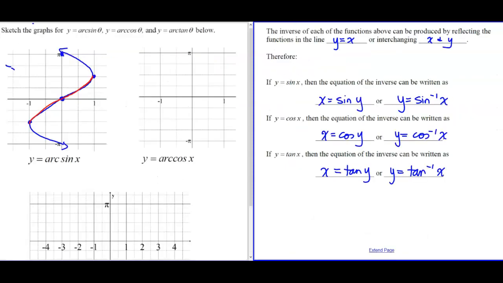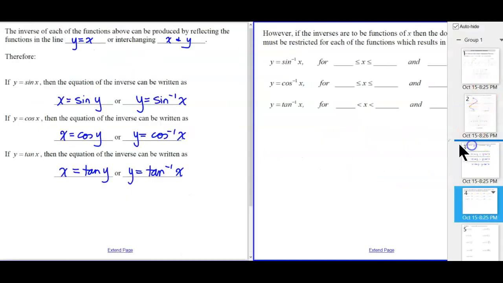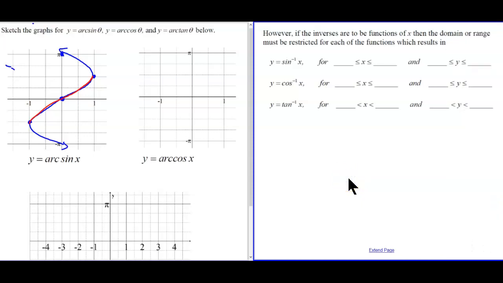So I think it's in my next screen here. Okay, let me just move this. Just give me 1 sec. Here. There, we can fill it in. So we're going to go back above and say for this new x value of negative 1 to positive 1, and from negative pi over 2 to positive pi over 2. Okay.